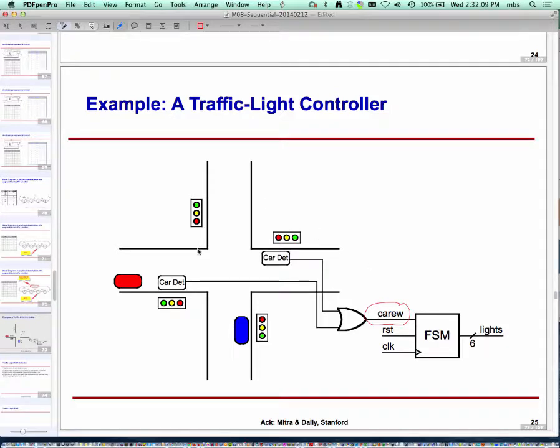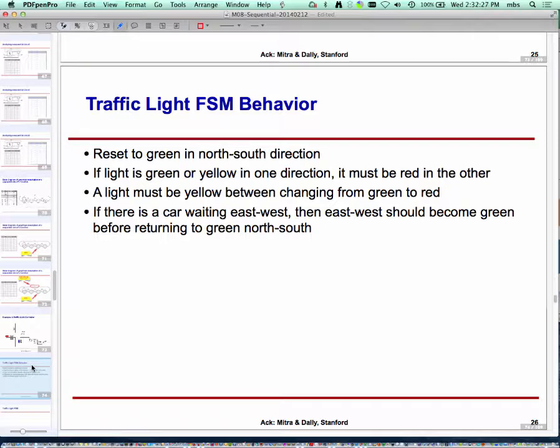I have 6 lights, 3 for the east-west direction and 3 for the north-south direction. So 6 signals controlling the 2 reds, the 2 greens, and the 2 yellows. Now, we are given some specifications, some properties that we want the system to have. What we want is the following: if there is nothing happening, we would like the north-south direction to have priority. So if there is no car on the east-west route, then the traffic flows through north-south. North-south is some sort of a main street, so by default, that's the traffic flow.